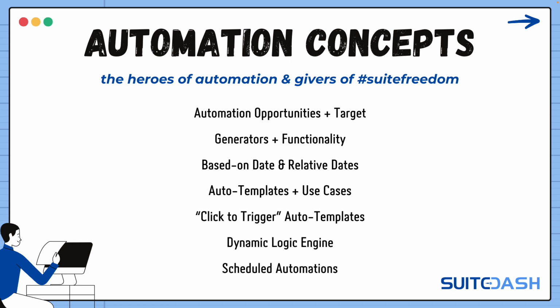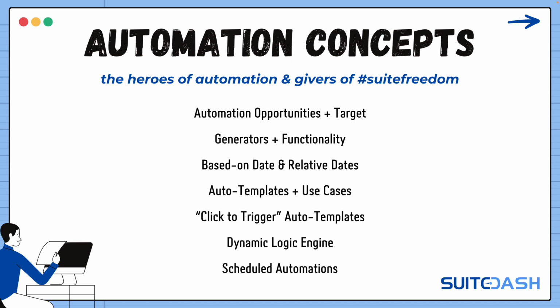So we'll start by explaining what automation opportunities are and what a target is and how they play together. Then we'll move to the concept of generators and the functionality that they provide. We'll explain what a based on date is and then what a relative date is and how they work. Then we'll look at auto templates, which is a way of pre-defining or pre-creating automations and then triggering them based on some condition or manual action by your staff, for example.